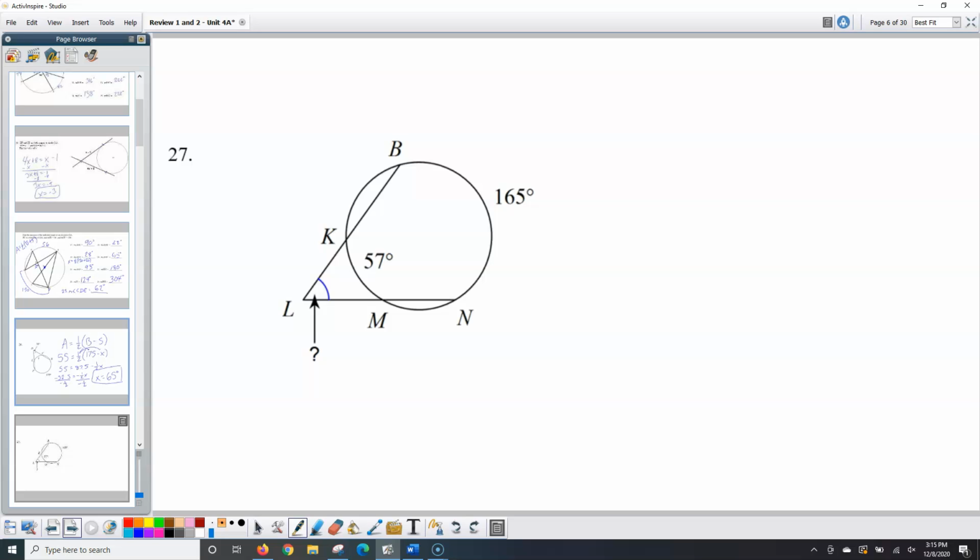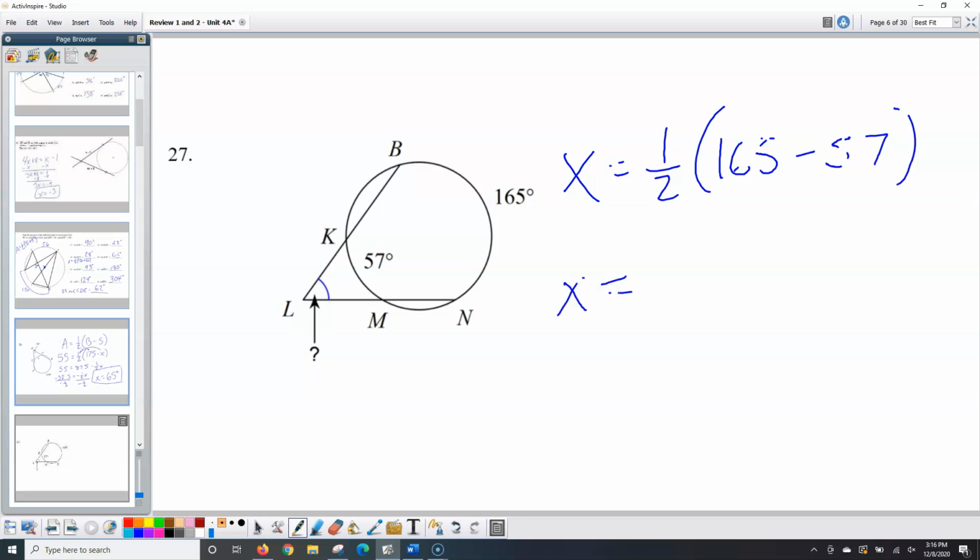Next, same kind of deal. This one's a little bit easier. I've got the angle x equals 1/2. Big arc is 165 minus the small arc is 57. I don't know what the deal is with my pen. And x equals, what is that? 108, 54 maybe?